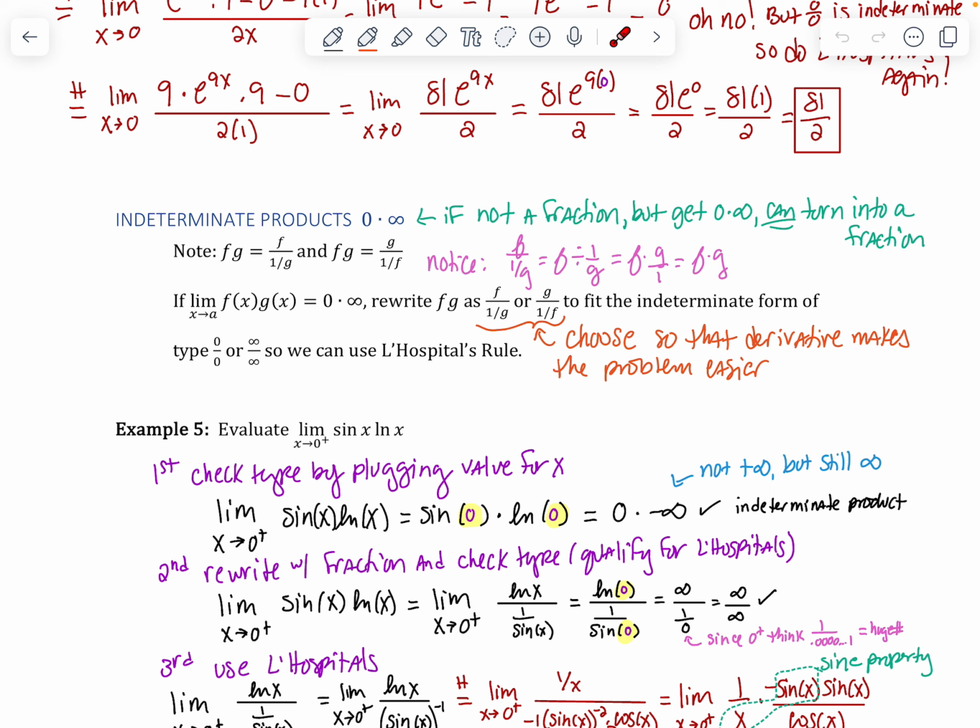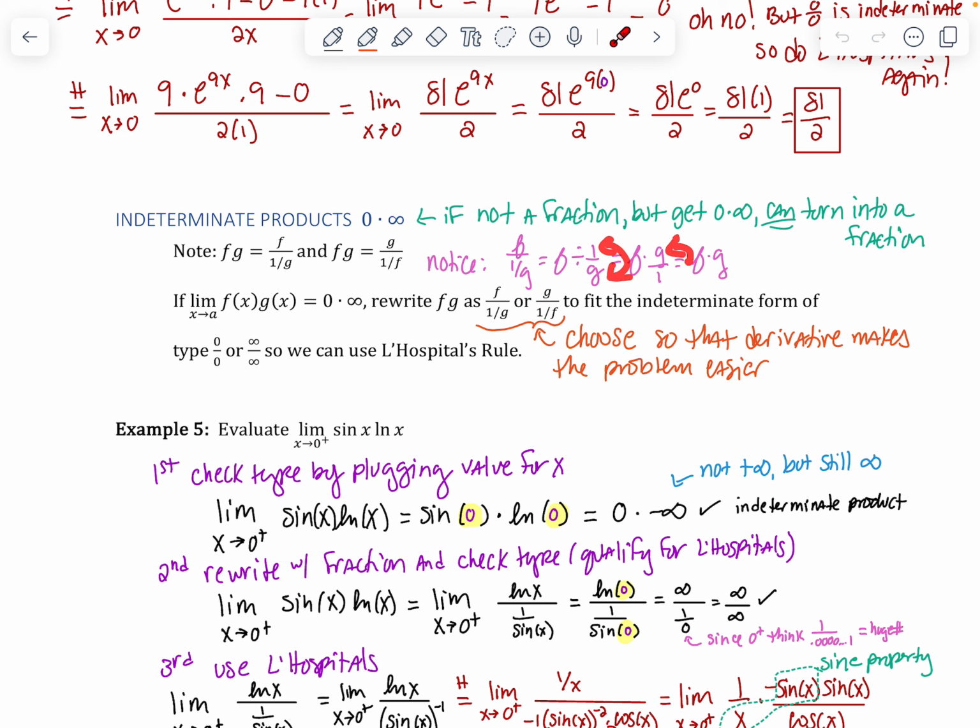L'Hopital's required an indeterminate form of 0 over 0 or infinity over infinity. But what we're going to do is turn a product into a fraction. So if I had f times g, I could rewrite this as f all over the fraction 1 divided by g, or g all over the fraction 1 divided by f. So notice if you have a fractional function in the denominator, then it's the numerator divided by the denominator. But when we divide by fractions, we take the reciprocal.